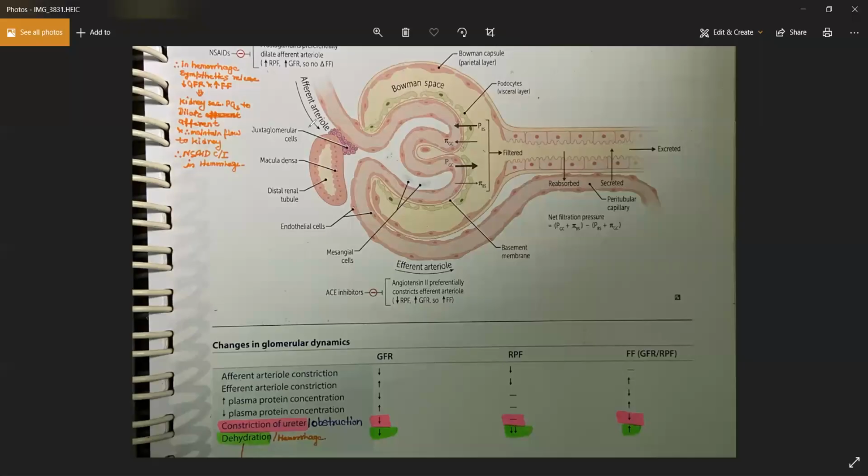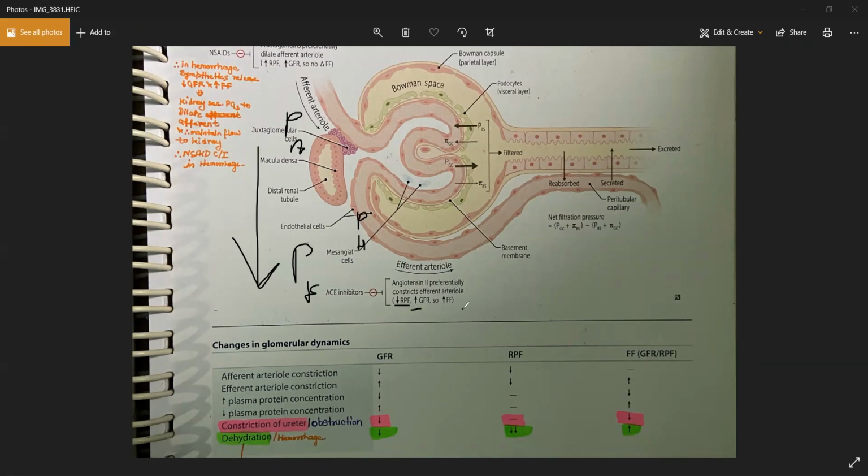And that's because of a decrease in the pressure gradient from the afferent arteriole to the efferent arteriole, so you're having a decrease in the renal plasma flow. Because of an increase in the hydrostatic pressure in this portion, you're going to have an increase in filtration, so more GFR.